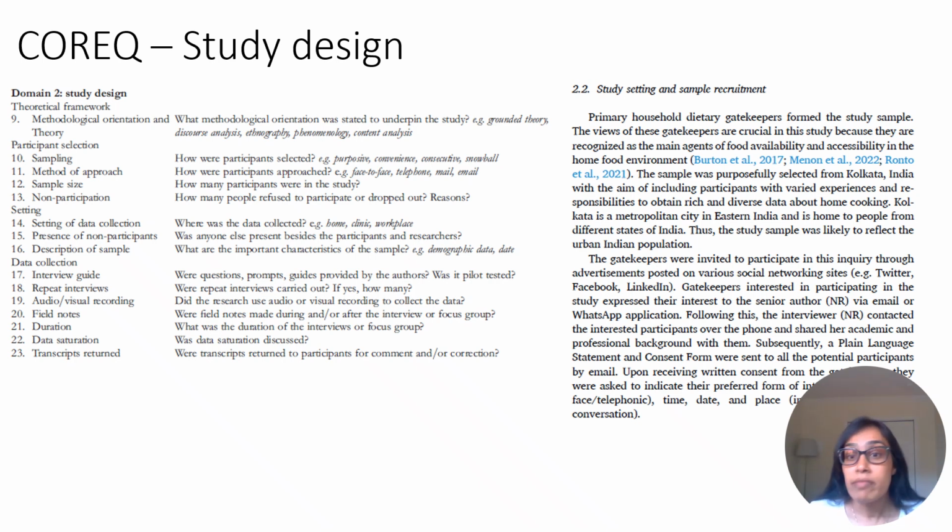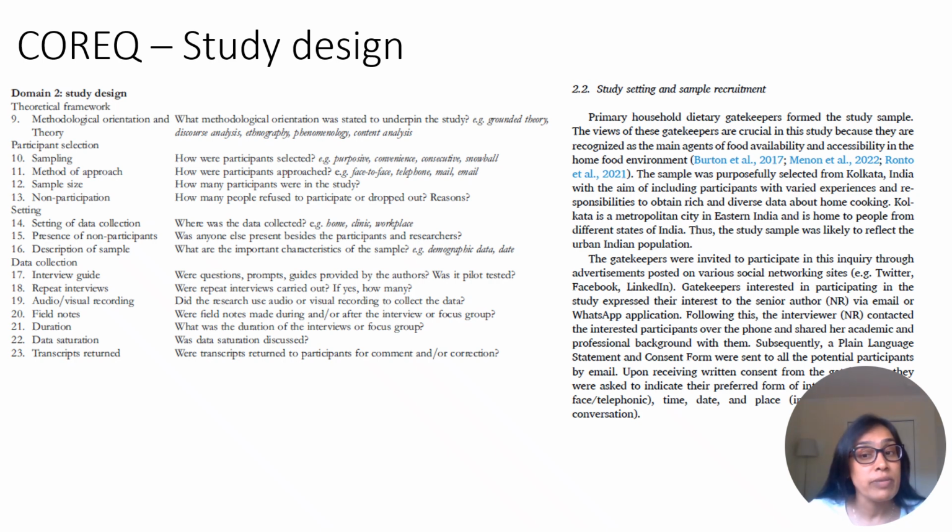So there's one example I've taken. Primary household dietary gatekeepers form the study sample. The views of these gatekeepers are crucial in this study because they are recognized as the main agents of food availability and accessibility in the home food environment. So we are talking about who our sample is. It is the primary household dietary gatekeepers. And why are their views critical? Like, why am I interviewing them? You need to specify that. So we have given the reason for that.